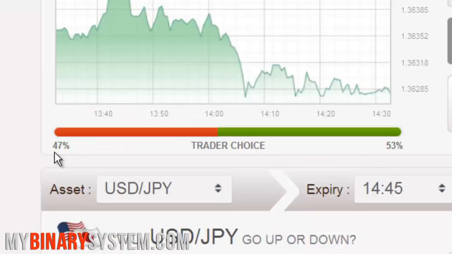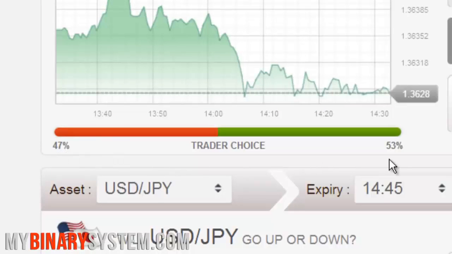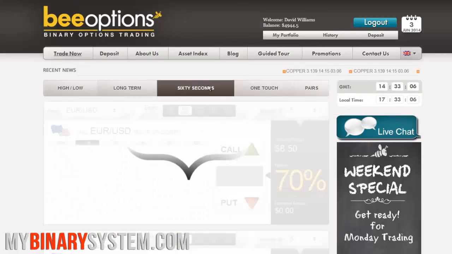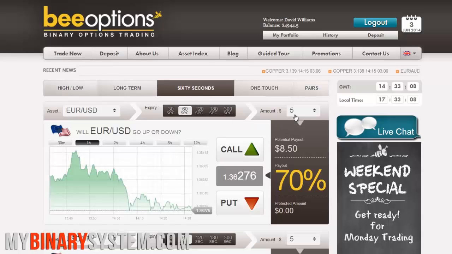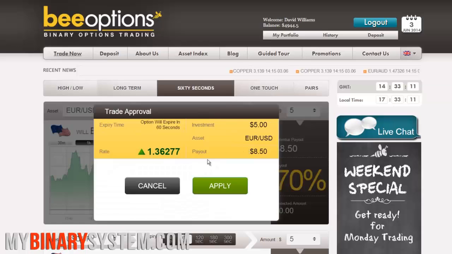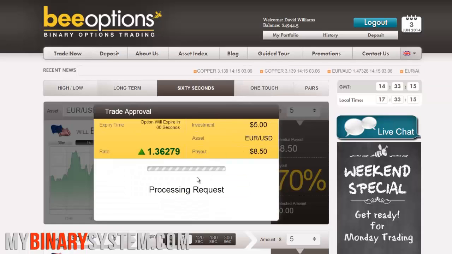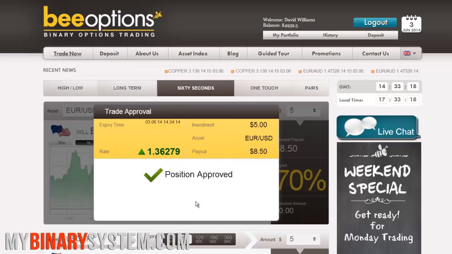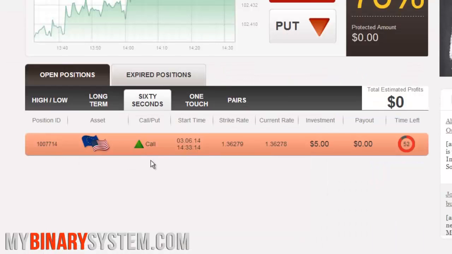Now we're going to set up our next trade, which will also be of $5. But first, let's take a look at the Trader Choice tool. It hasn't changed since we last had a look at it, still at 47% and 53%. Staying true to the strategy, as always, we're going in for a call option. Now we're back to the 60-second section. An amount of $5 is what we're looking to invest. Just like before, I click on call, apply, and then approve. Now we're back to the Open Positions tab, showing us the trade that I just placed.